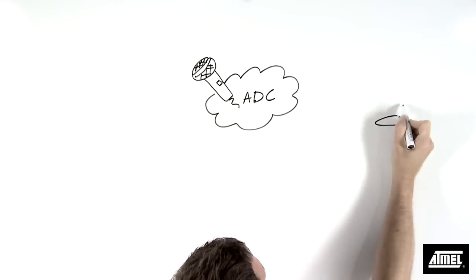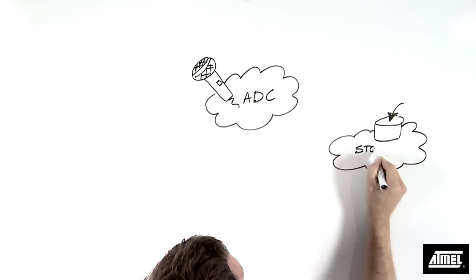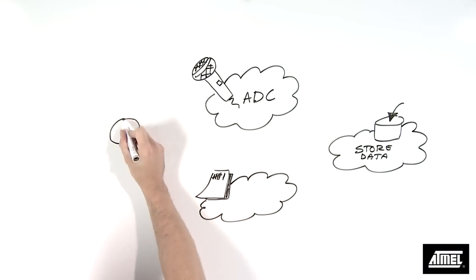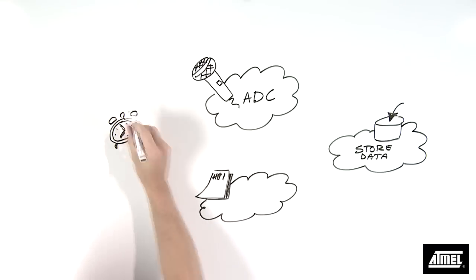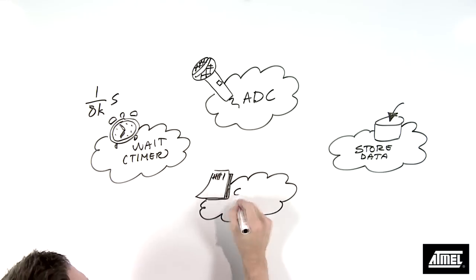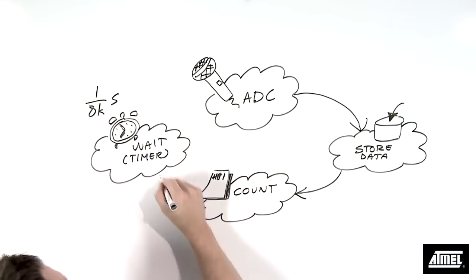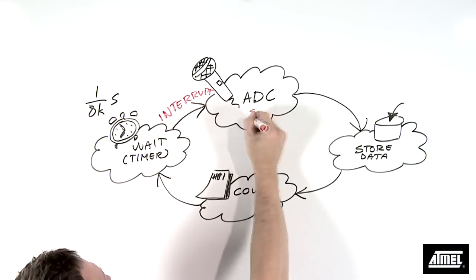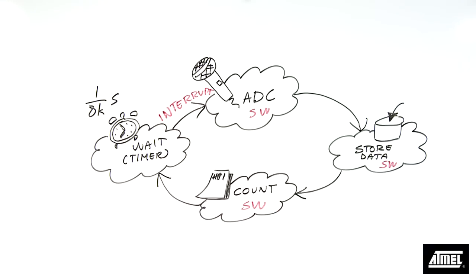First, the ADC does a single sample conversion. Next, the sample is stored to SD-RAM. Then we update our sample counter, and finally a timer waits until it's time to get the next sample from the ADC. The timer generates an interrupt and the next sample from the ADC is triggered by software, and so on. In this example, we'll sample at 8 kilosamples per second and the CPU clock is set to 2 MHz.